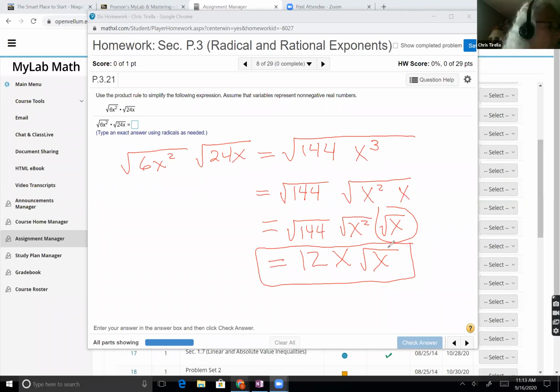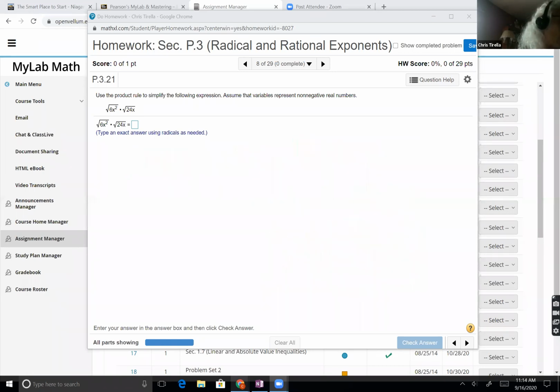Better, Marcus? Yes. Okay. Anything else? If not, let's pick up from where we left off. I think we were adding and subtracting radical expressions, so let's go through and look at division and rationalizing denominators.